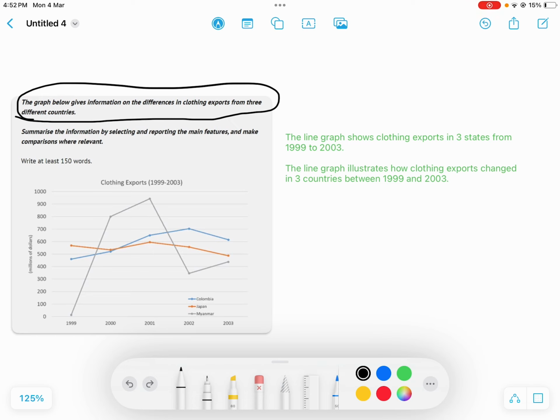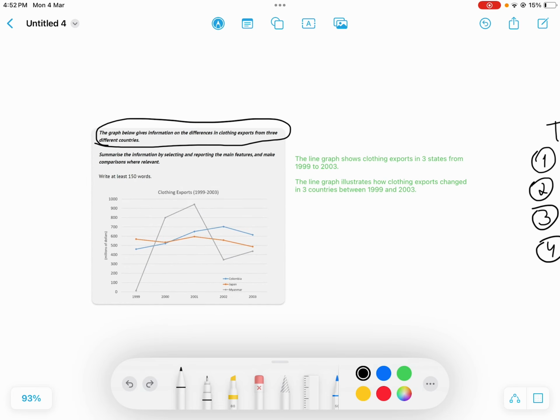So it's the same sentence like this, but I just used the word how and changed it. So I'm just telling how the graph changed over this period. That's all. That's all about writing task 1, introduction.